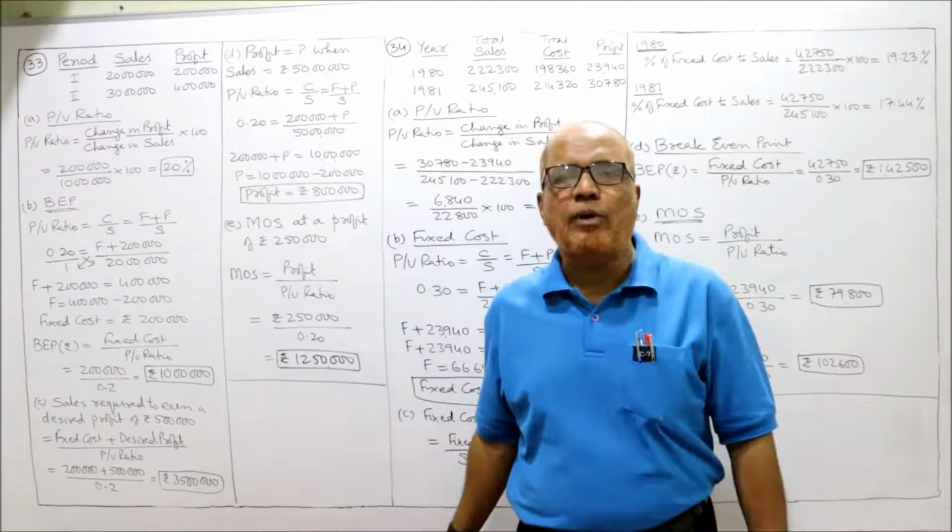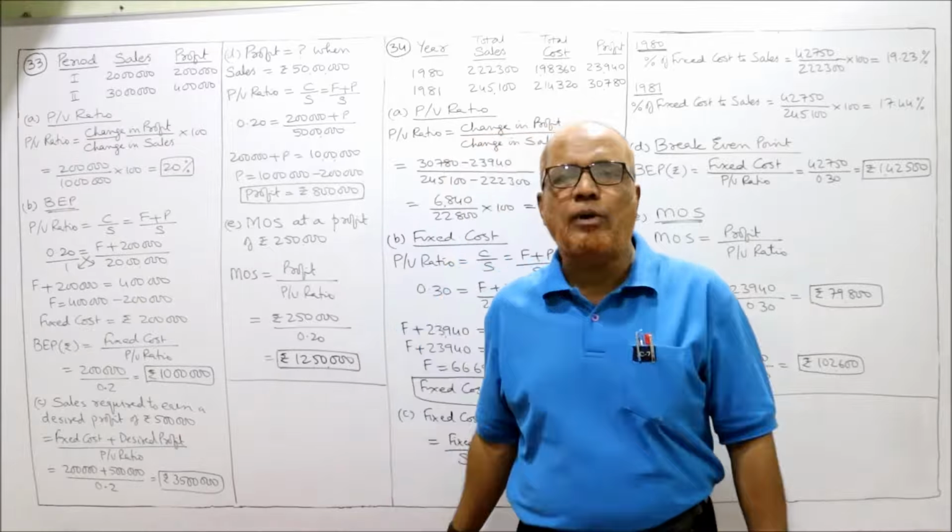See here. The sales and profits during two periods are as under. Period 1, sales are 20 lakhs, profits are 2 lakhs. Period 2, sales are 30 lakhs, profits are 4 lakhs. So two period data is given. Period 1, period 2. Sales are given, profits are given.